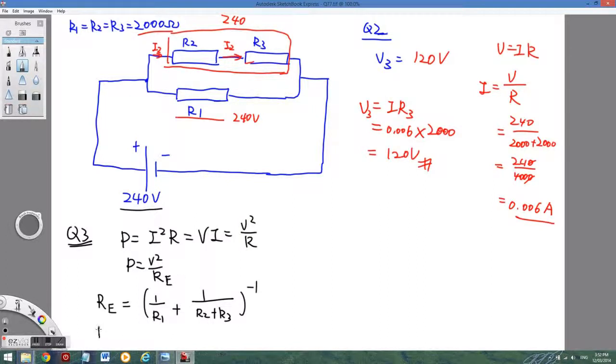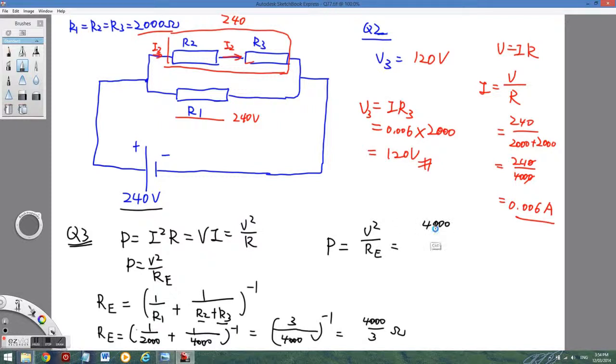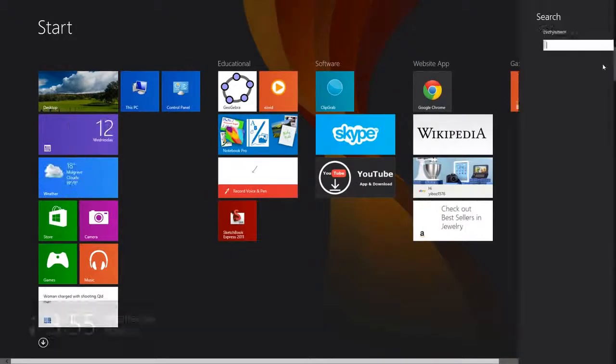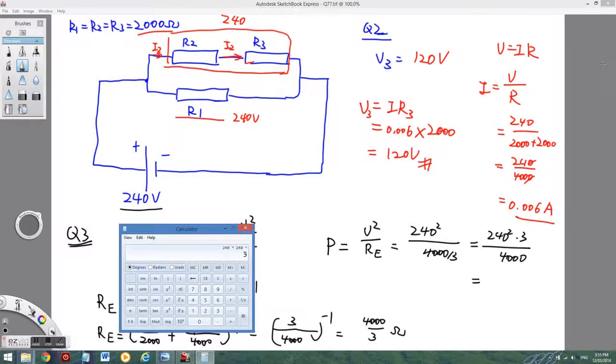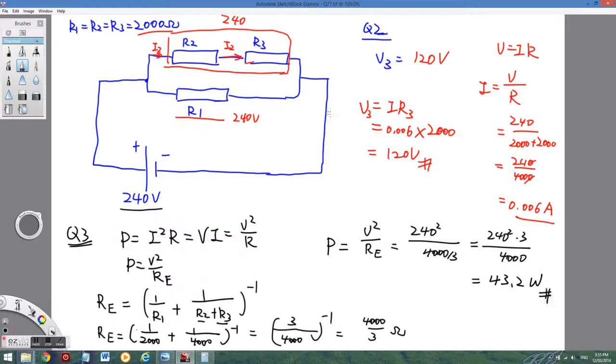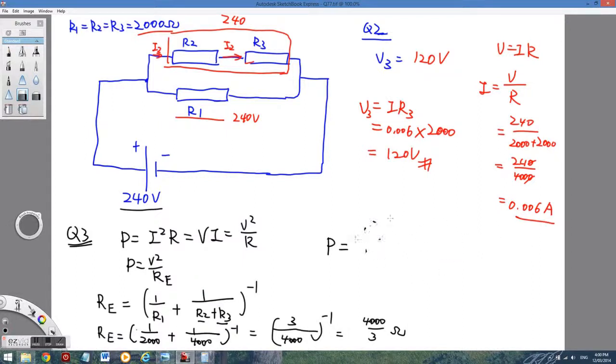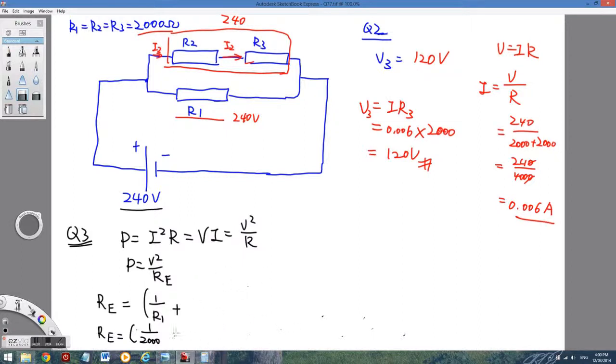The idea is that if we want to find the power of the whole circuit, we need to use the equivalent resistance. If we do the calculations and type it in your calculator, you should have 43.2. Now let's do question 4. Let me erase question 3, and I'm going to start with question 4.